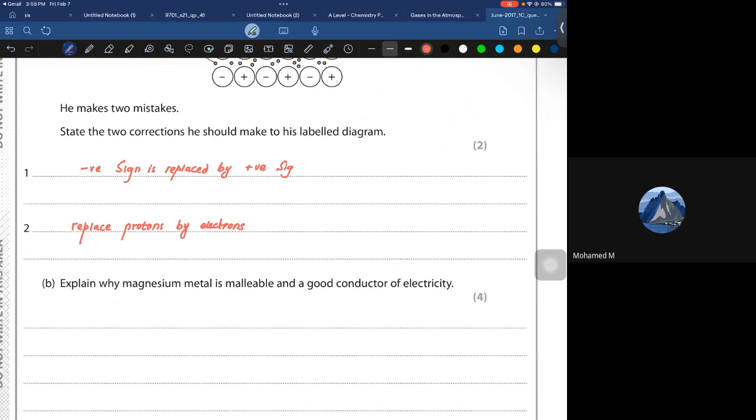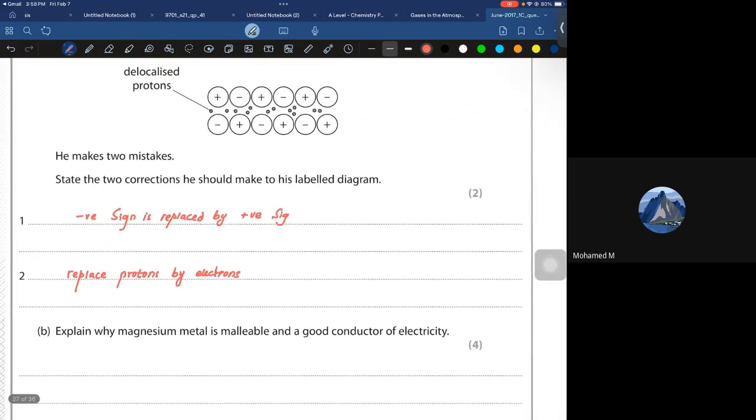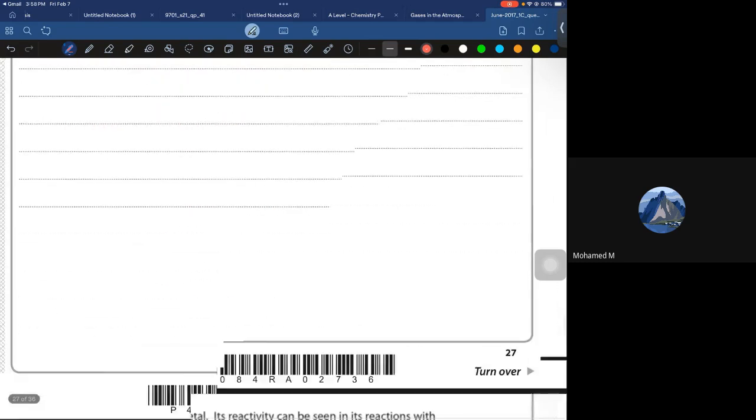Basically, every metal has this structure, which is called a giant metallic lattice structure, in which you can see the layers. The layers are going to slide over each other. That's why we can say that the metal is malleable. In every metal there are free electrons moving around the whole lattice structure. That's the reason metals are good conductors of electricity. Okay?